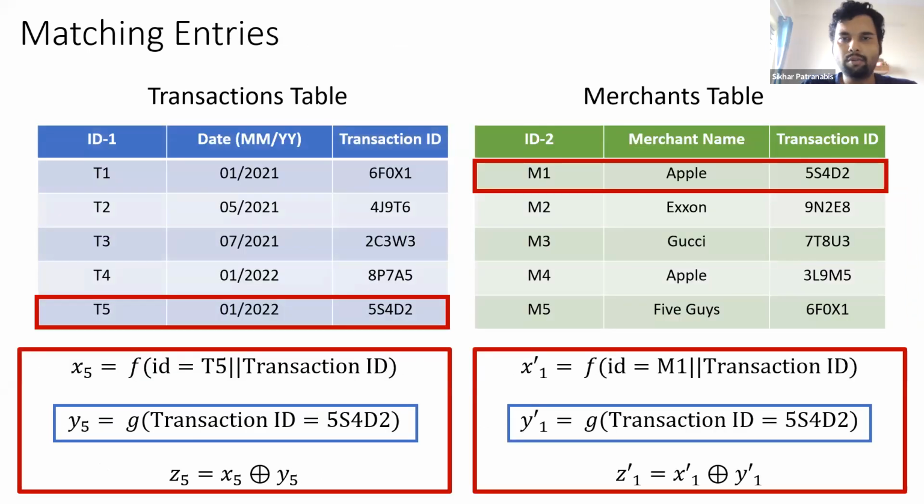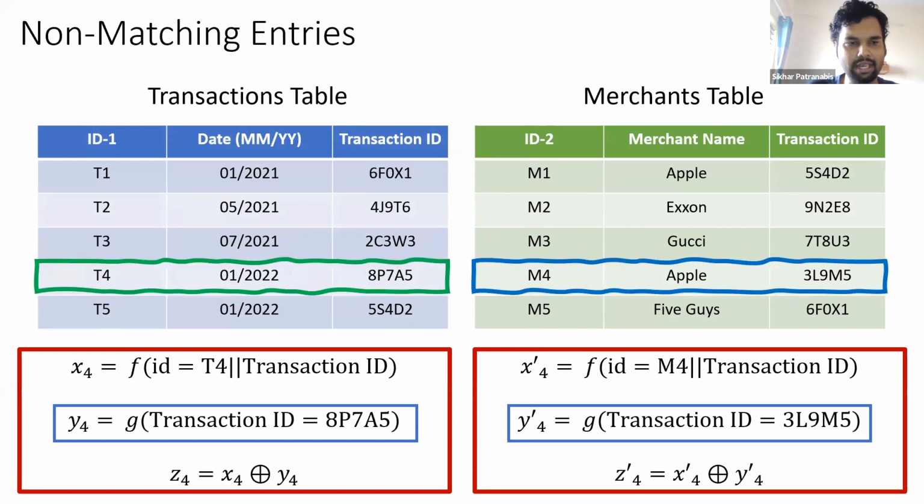So now let's consider what happens when you actually have a pair of matching entries. We are looking back at it from the point of view of the query, but let's see what exactly happens. As you can see, each of these entries will have their own X, Y, and Z values. But the interesting thing is that if they match in the join attribute, then the Y values are actually identical.